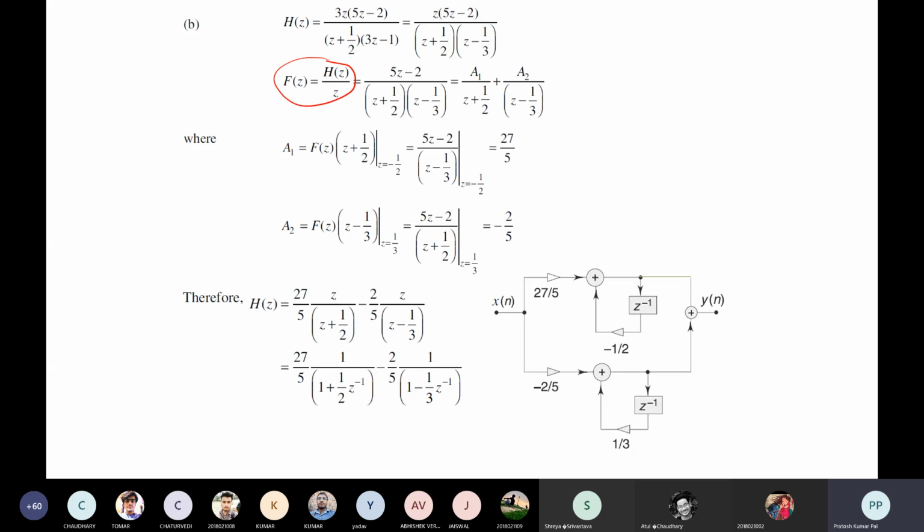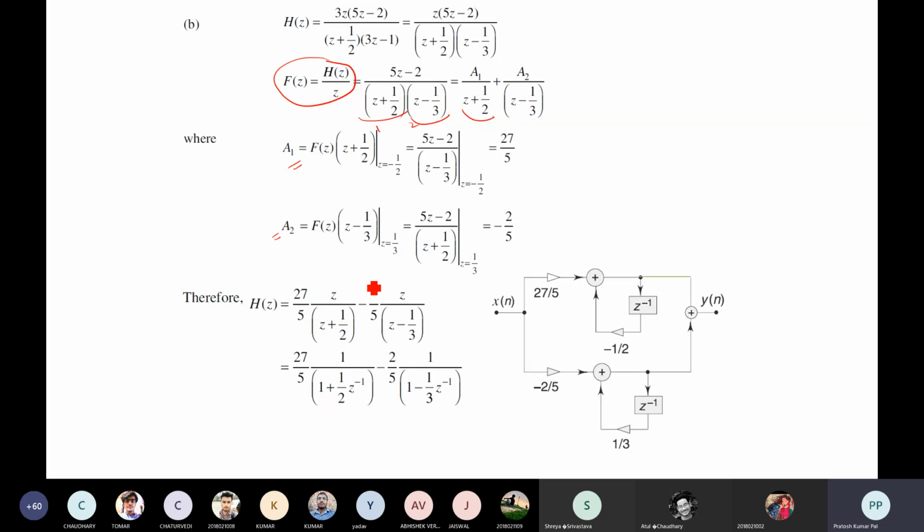Okay, so this z will be coming out here, so this z and z will cancel, and what remains is 5z minus 2 divided by z plus 1 by 2 times z minus 1 by 3. So here two terms are there, the first term and the second term. With respect to the first and second terms, partial fractions will be there. With respect to the first one, a1 is the coefficient, and with respect to the second term, a2 is the coefficient. We will be finding a1 and a2.